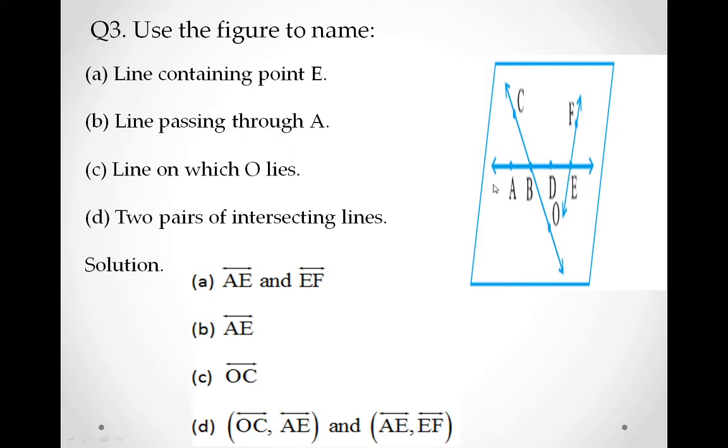Line passing through A. This is point A. Which line passes through point A? Only line AE. Line on which O lies. Where is the point O? This one. And on which line is it? On line OC, containing point O. Two pairs of intersecting lines: this line AE and this line OC are intersecting at point O, and this line AE and this line FE are intersecting at point D.